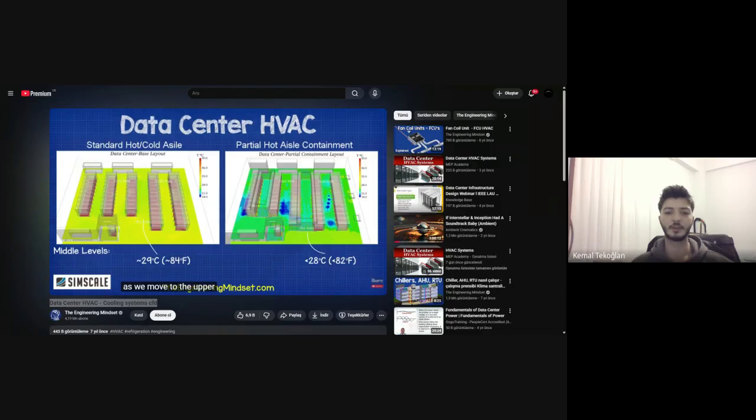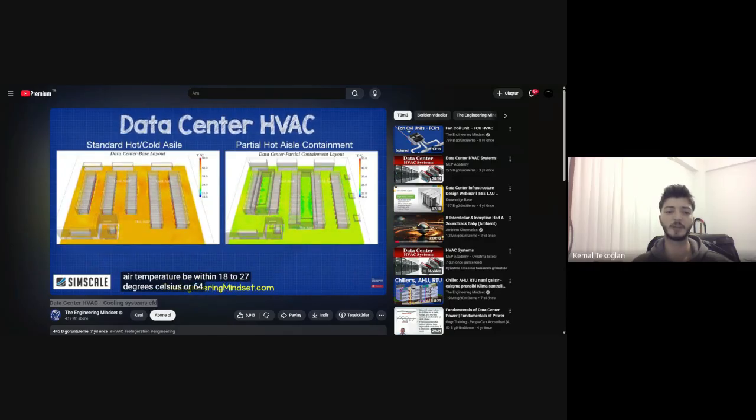As we move to the upper levels, the air temperatures start to mix, but the second design still maintains much cooler levels, well below 28 degrees Celsius or 80 degrees Fahrenheit, whereas the first design has temperatures above 29 degrees Celsius or 84 degrees Fahrenheit. The recommended ranges from standards require that the inlet air temperature be within 18 to 27 degrees Celsius or 64 to 80 degrees Fahrenheit.